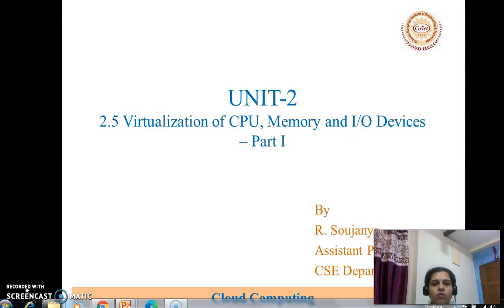In this lecture, we are going to learn about the next topic in virtualization, that is virtualization of CPU, memory, and I/O devices.